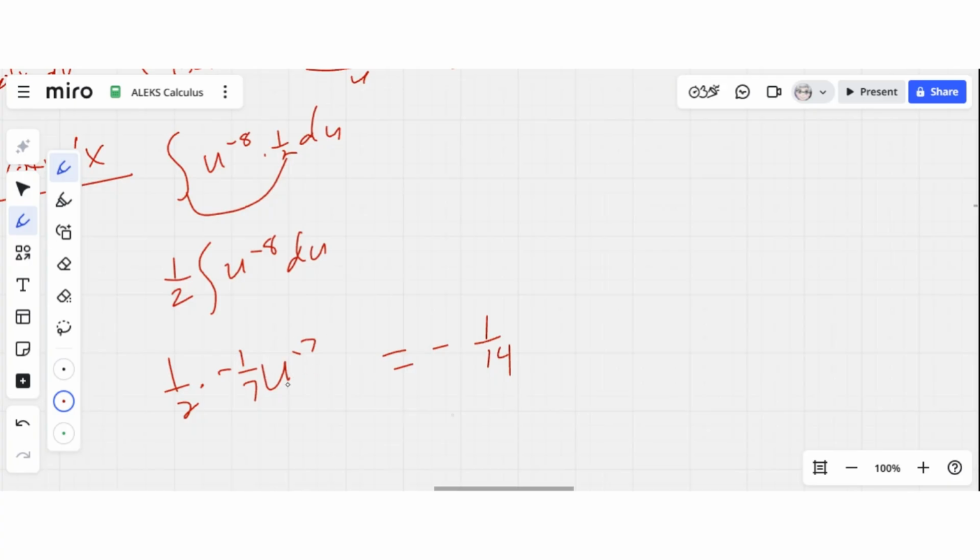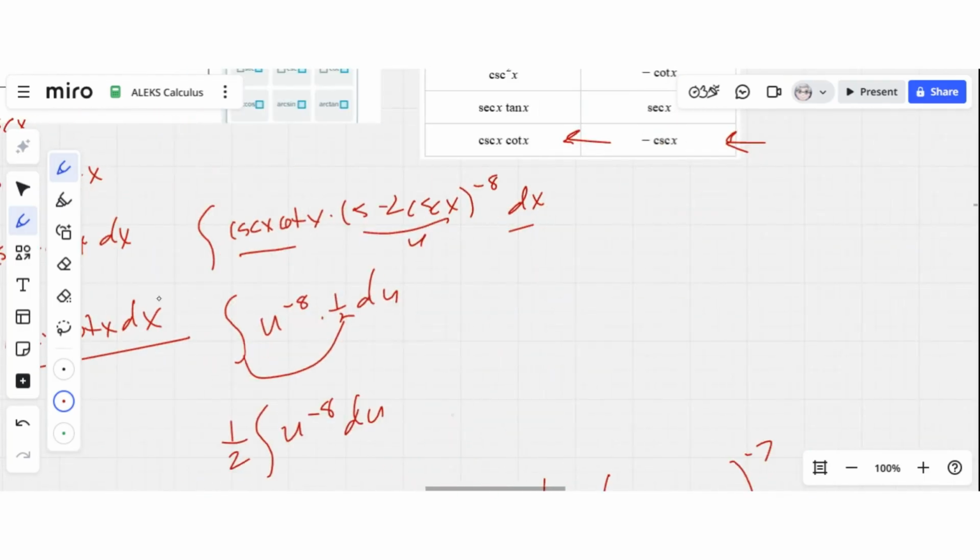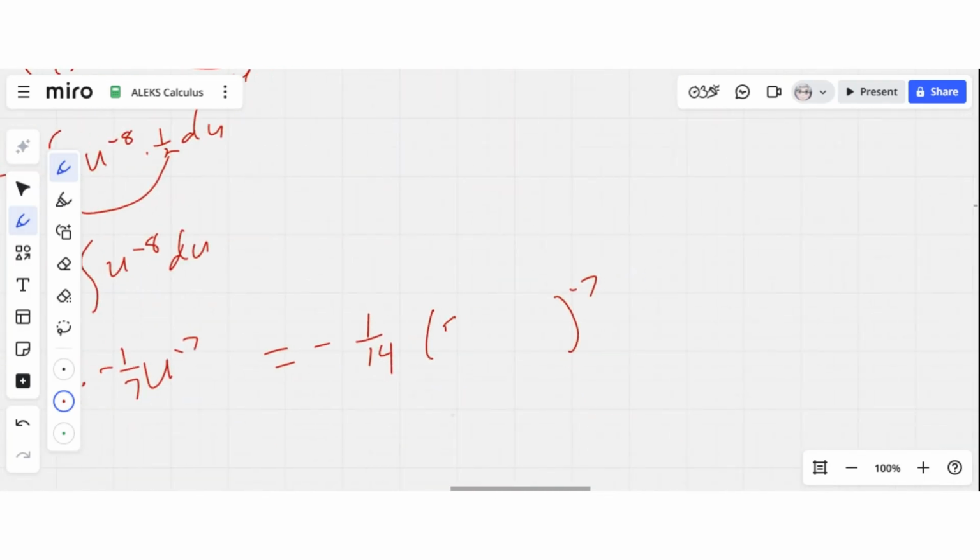And then we're going to substitute back in our u to the negative 7th here. And our u is, of course, 5 minus 2 times the cosecant of x. 5 minus 2 cosecant x. And that's done except for adding the arbitrary constant. And so we've used U substitution to find an indefinite integral of a trigonometric function.